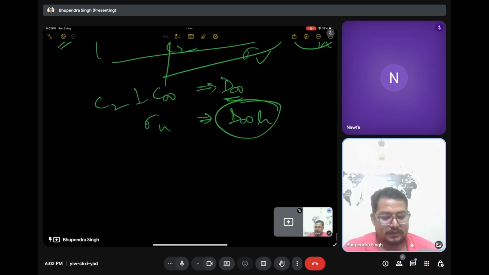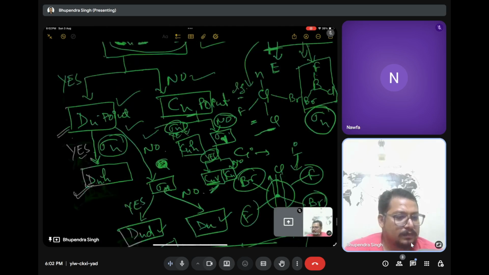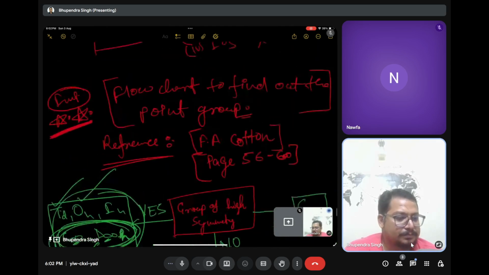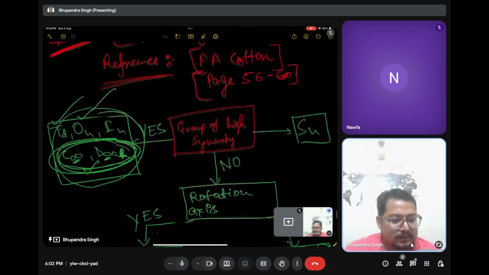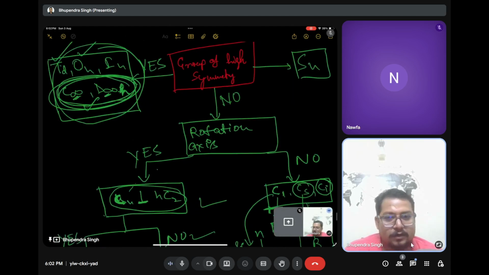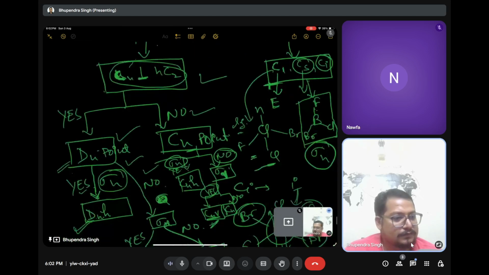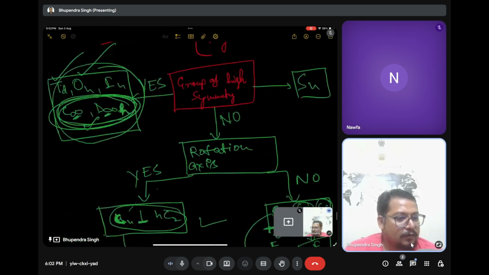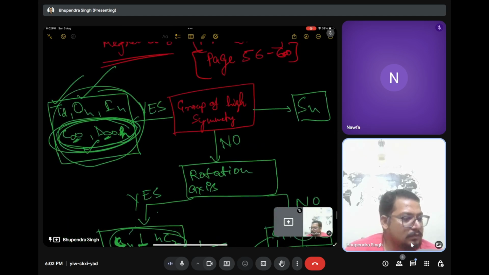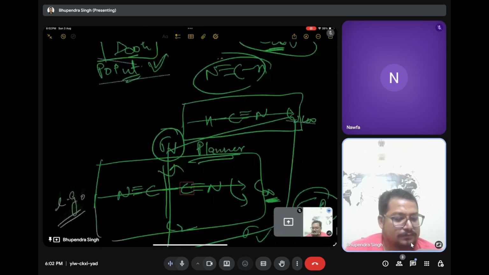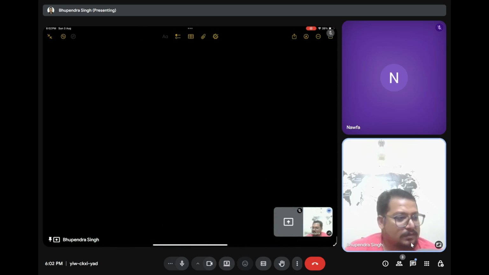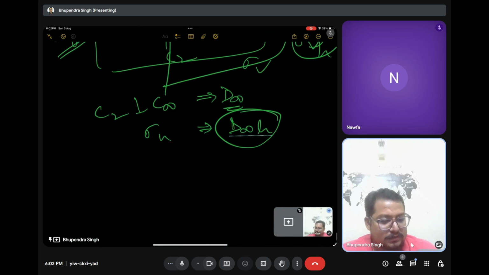Now point group, now we will solve a lot of questions. Like in the next class, we will try to find out also a lot of point groups of the molecule. So let's solve a few examples. And after 2-3 examples, we will end this session. Let's say this is the example.